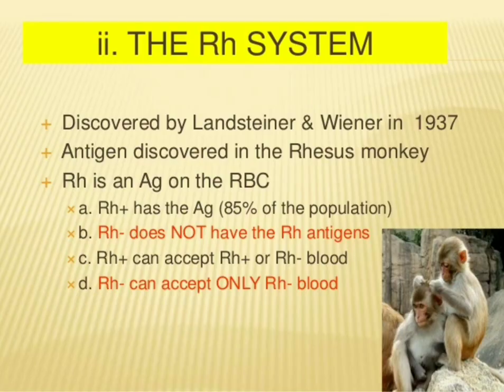Now, the next important blood group system is the Rh system. This was discovered by Landsteiner and Wiener in 1937. The antigen was discovered in the rhesus monkey, so it is termed the Rh system. Rh is an antigen on the surface of RBC. Rh positive has the antigen. Rh negative does not have the Rh antigen.